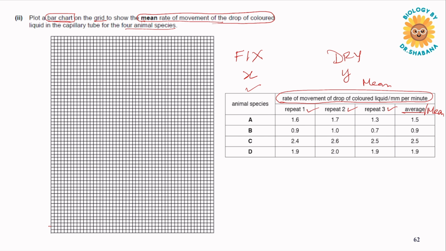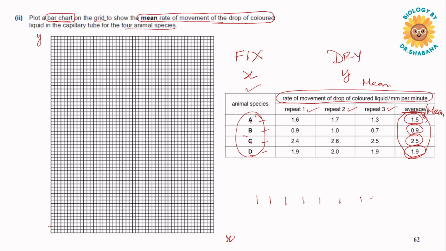So I need to add the word mean to my labeling, because that is a requirement of the question. Okay, so this is x and this is y. I'm going to plot 4 of the columns here, and they should be of equal width with equal spacing in between them, and the data that I get is only going to be this and this. So A was 1.5, B was 0.9, C was 2.5, and D was 1.9.